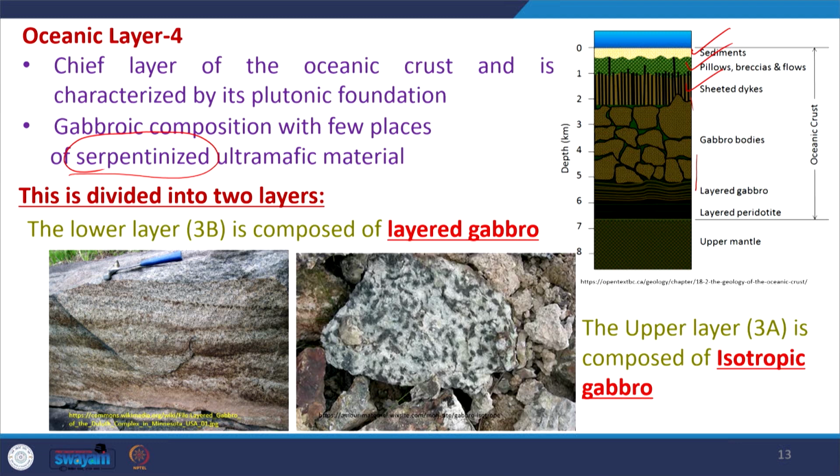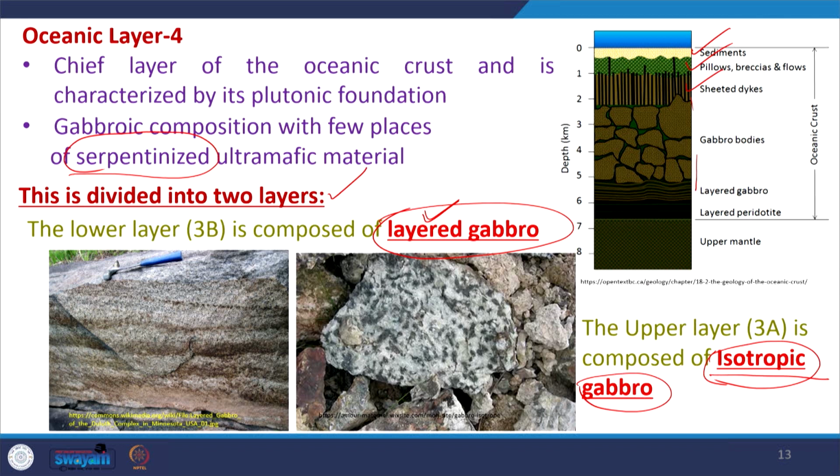from the pillow basalt. And this layer 4, or the gabbroic layer, is divided into two layers again. The lower part is called layered gabbro, and the upper part is called isotropic gabbro. Layered gabbro means it is a layer-like material, and isotropic gabbro means there are isolated patches.